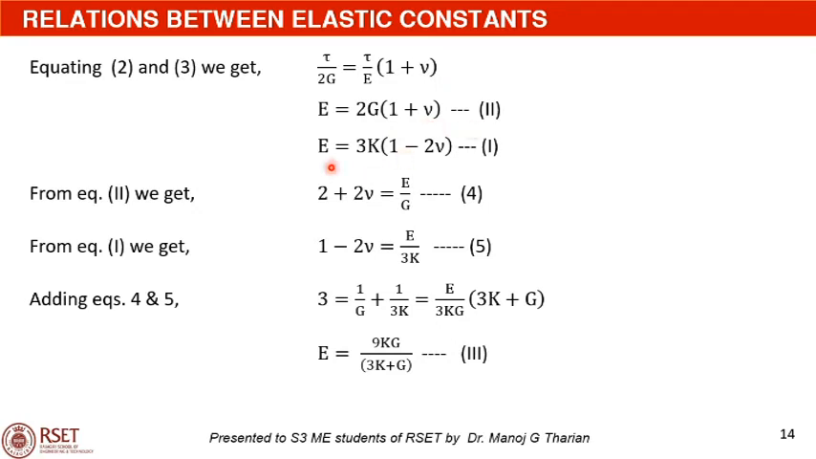From the first relation, we have E is equal to 3K into 1 minus 2 nu. The second relationship can be written as 2 plus 2 nu is equal to E by G, which is numbered as equation number 4. And from the first relationship, we can write 1 minus 2 nu is equal to E by 3K. Adding equations 4 and 5, we get 3 is equal to E by G plus E by 3K, which is equal to E divided by 3KG into 3K plus G, or E is equal to 9KG divided by 3K plus G. This is the third relationship between the elastic constants, and it is numbered as Roman numeral 3.